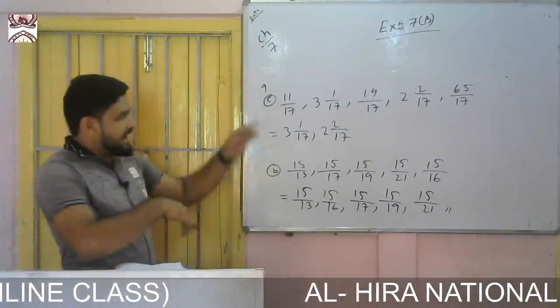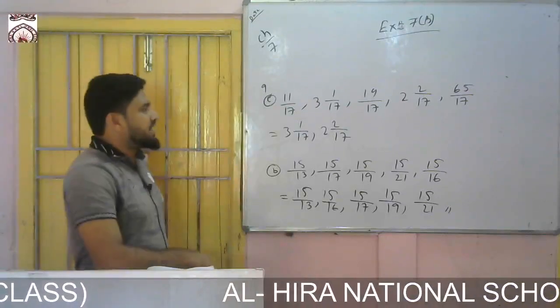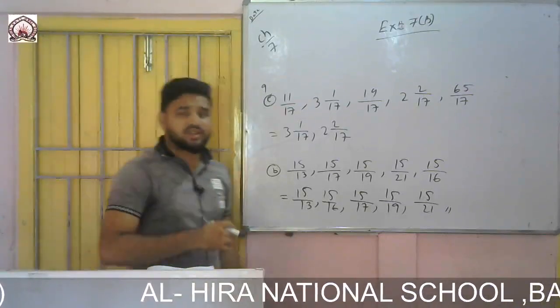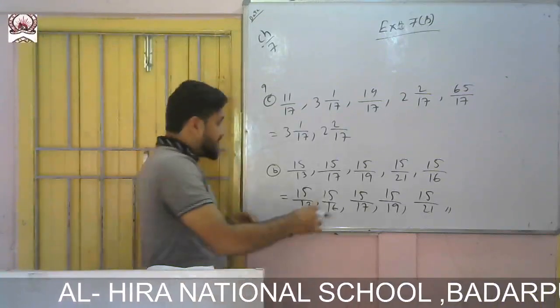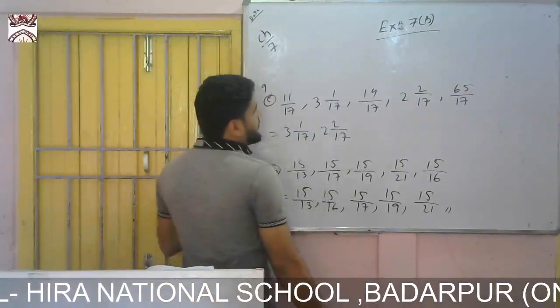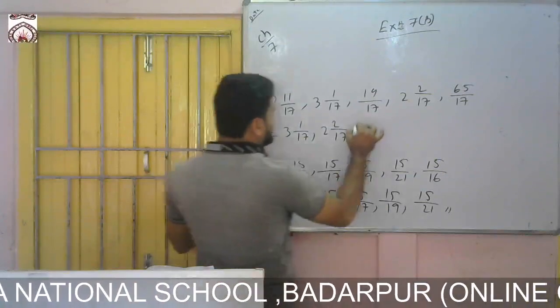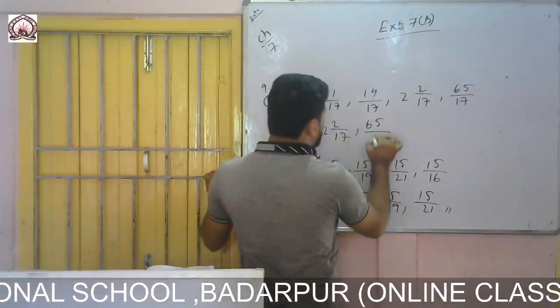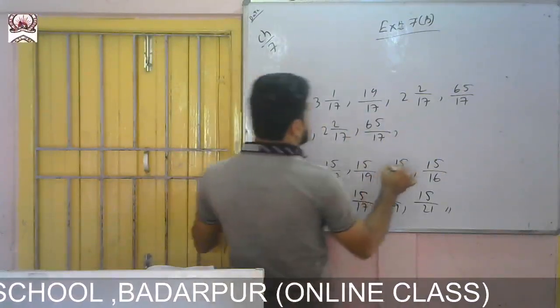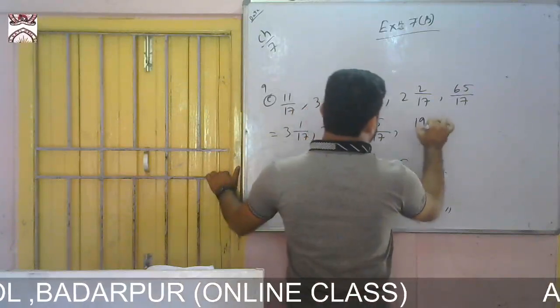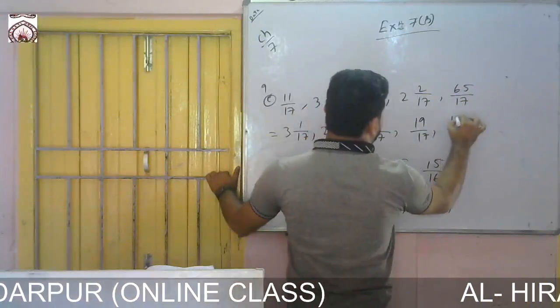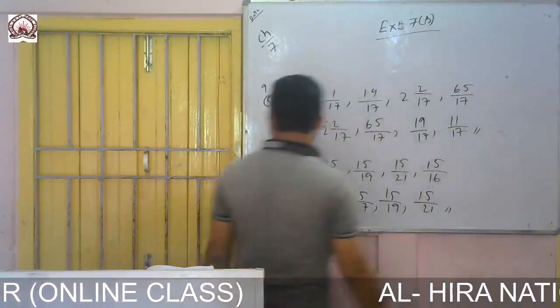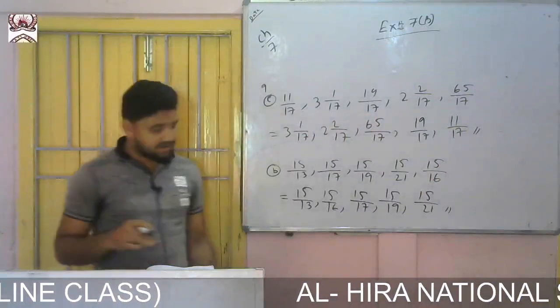Now you see all the denominators are equal, so the fraction with the highest numerator is the greater one. So highest numerator, which one? 65 by 17, then 19 by 17, then 11 by 17.